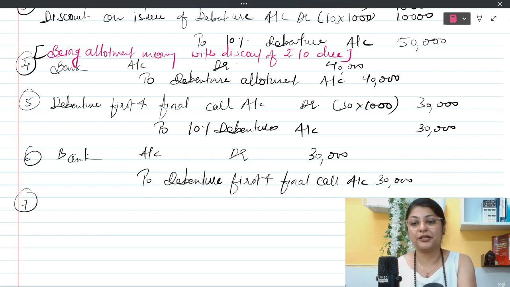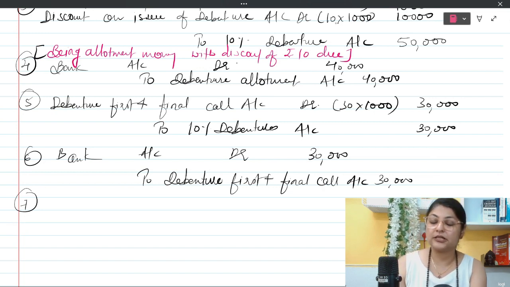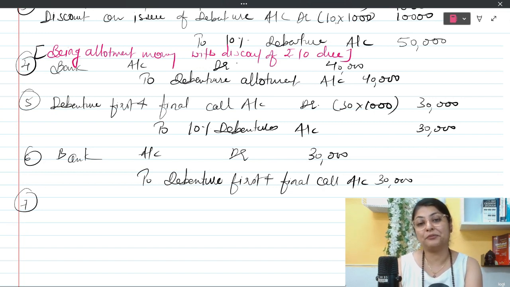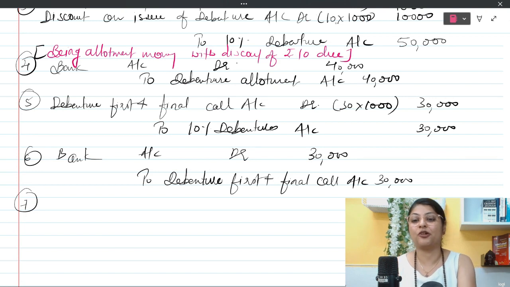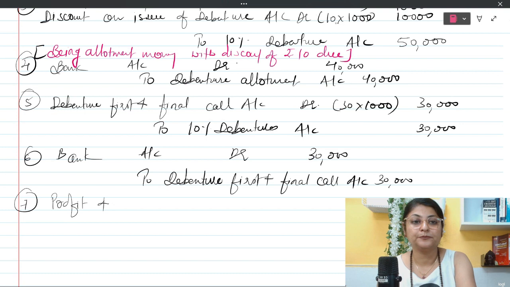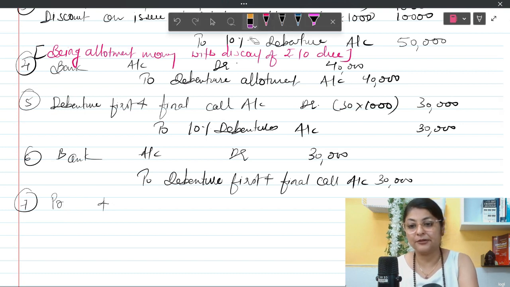So we had opened discount on issue of debenture account by debiting it. We will close it by crediting it. From where can it be closed? This is called writing off of discount on issue of debenture. If the question does not specify anything, then in general it is written off from profit and loss account. In the case of a company, it is the statement of profit and loss.